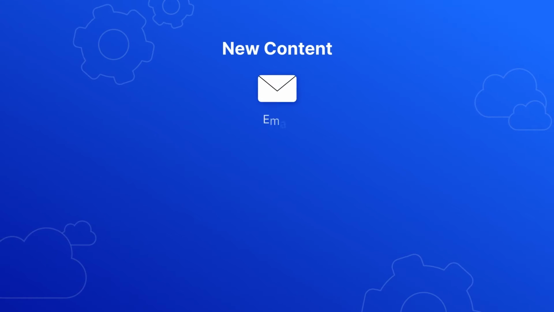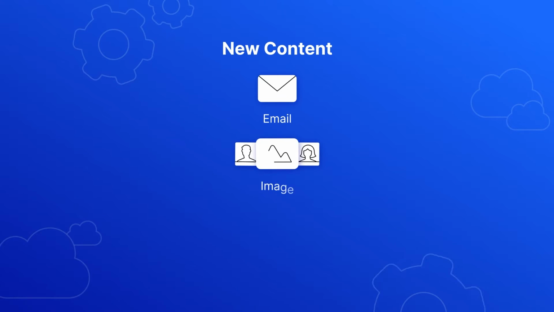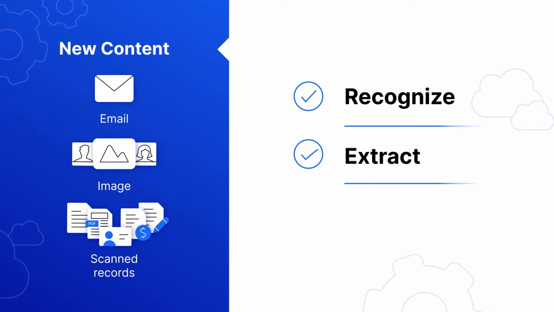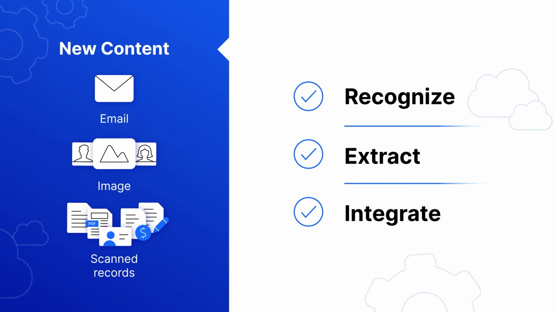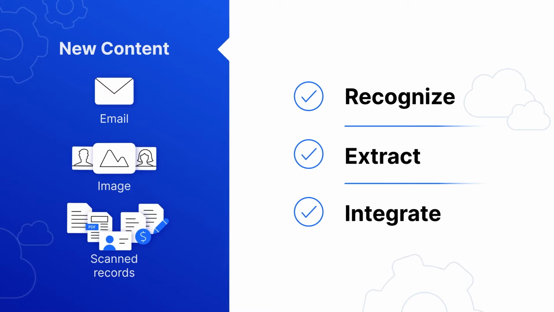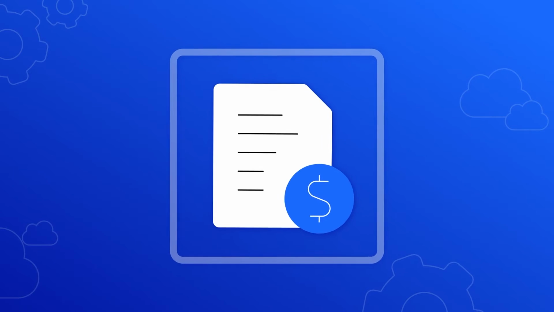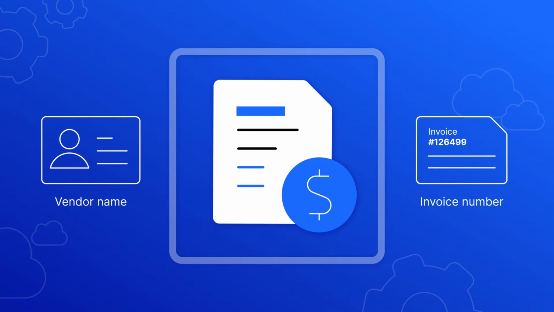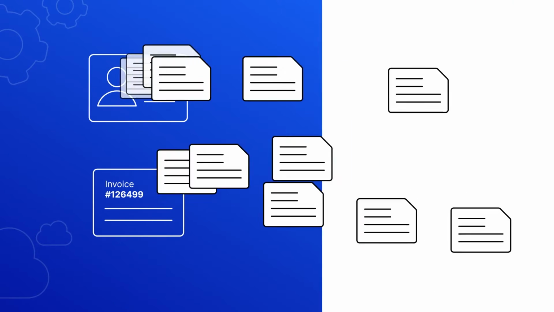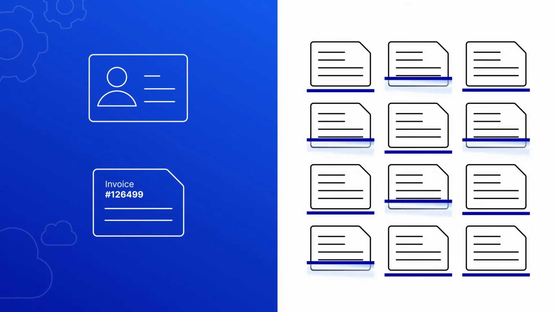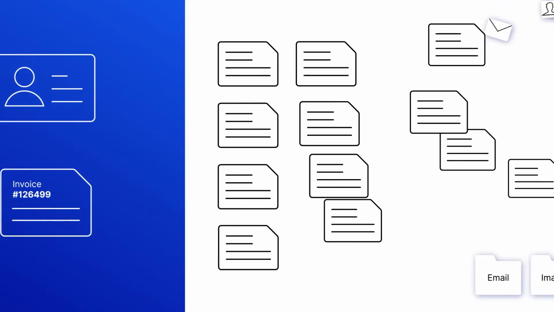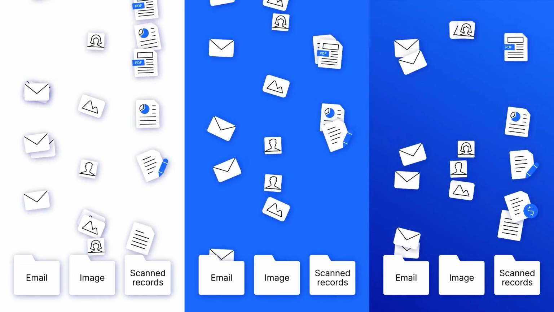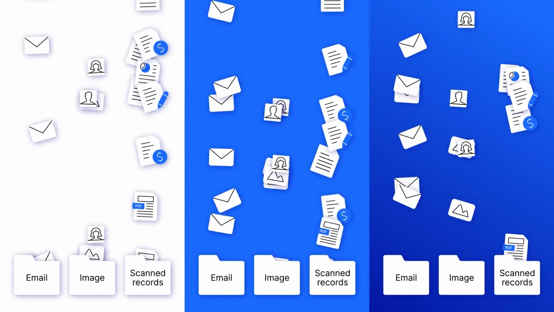All new content, whether an email, attachment, image, or a batch of scanned records, is automatically recognized, extracted, and seamlessly integrated into downstream processes. Automated information capture extracts useful data from content like a vendor name or invoice number, recognizes the text, checks it against trusted data sources, and automatically adds it to the right place. And the more content that comes in, the smarter the system gets.